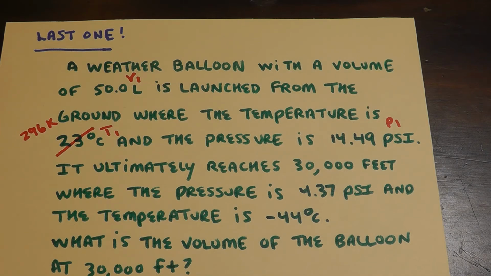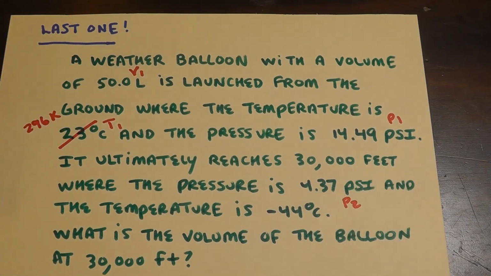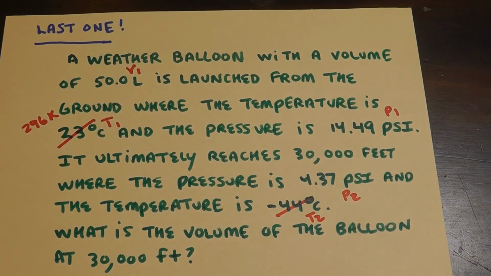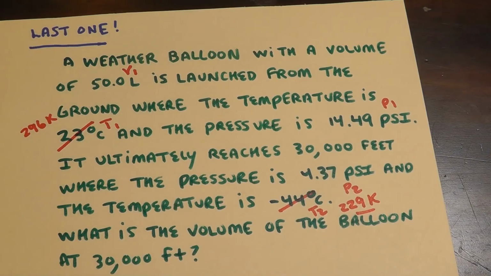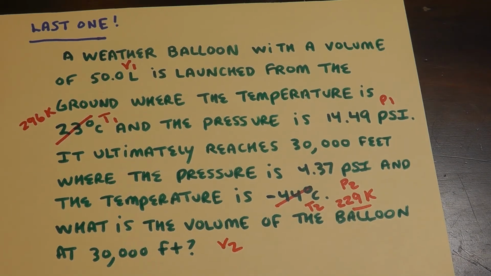So up at 30,000 feet, the pressure is way lower, P2. The temperature is way lower. I looked these numbers up. Negative 44 degrees. We're going to call it T2, but I'm going to get rid of Celsius so you don't get suckered into that. 273 minus 44 is 229. All right, and so now what is the volume of the balloon? V2. We're solving for V2.